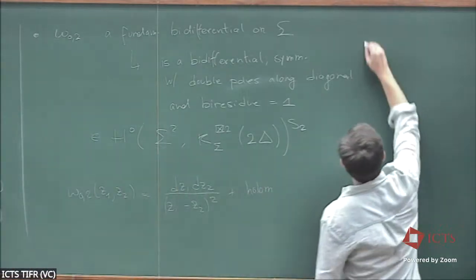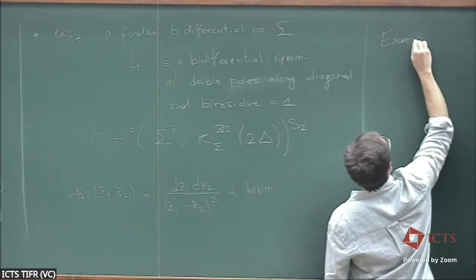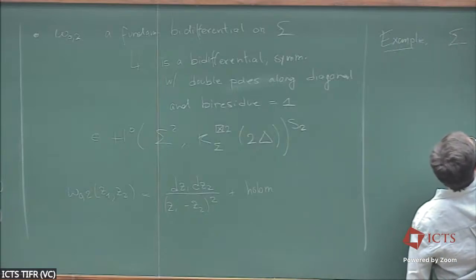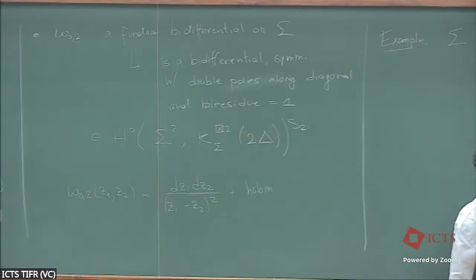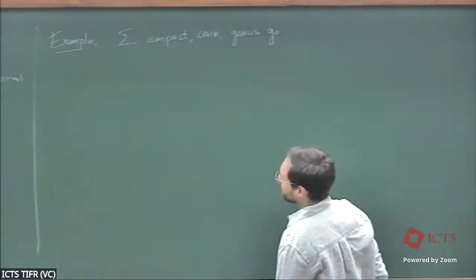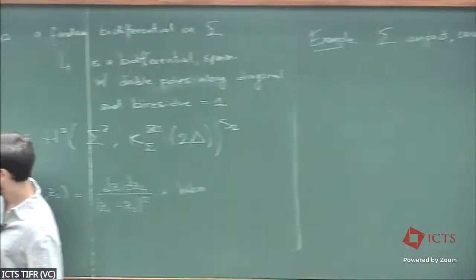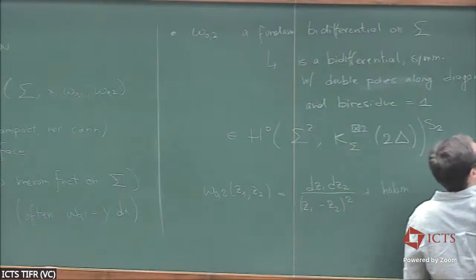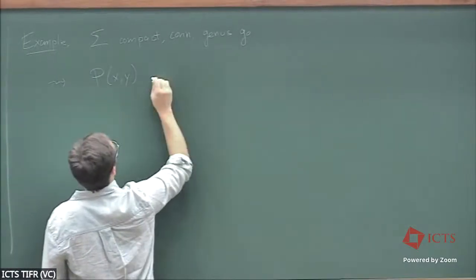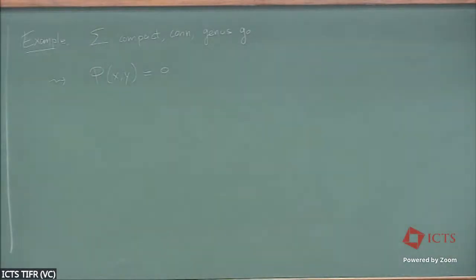Good. So maybe let me give you one class of nice examples. If you take Sigma that is compact and connected, say of genus g0, then whenever you have two meromorphic functions, and let's say that omega 0,1 is given by an expression like this, what you deduce is that there's a polynomial in two variables that relates these two meromorphic functions x and y.